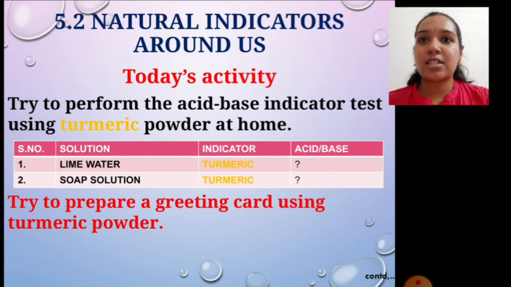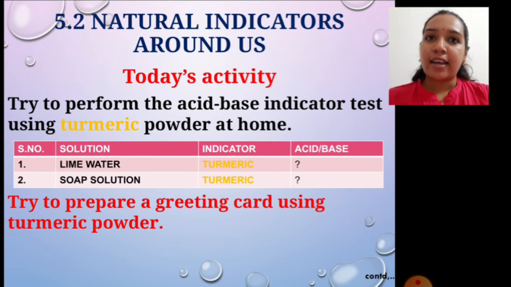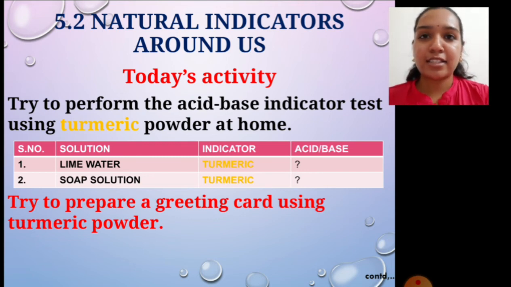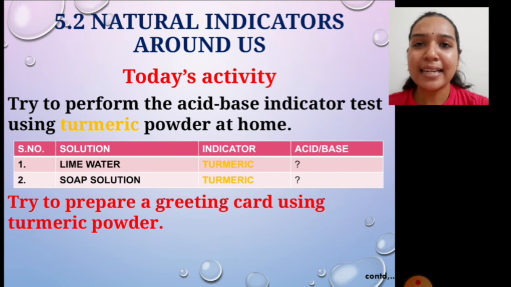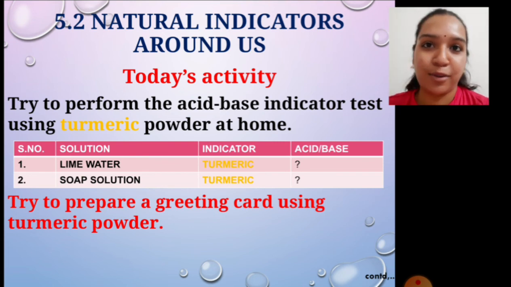So you can test the nature of lime water and soap solution by using turmeric as an indicator. If it changes its color, then the solution you tested is basic, and if it did not change, it is an acidic or neutral solution. You can also try to prepare a greeting card, as we have just discussed, using turmeric powder or the turmeric paste, and you can see how the output is.